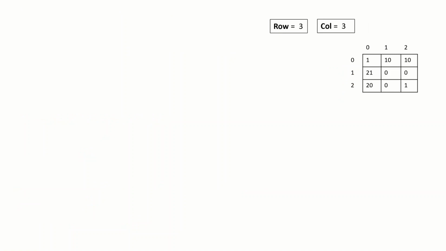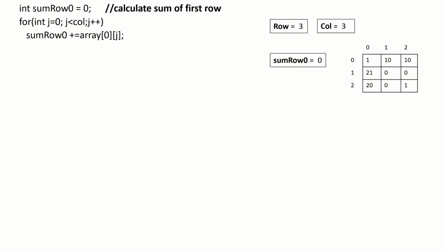Now, just having the two-dimensional array with the data, our second step is to find the summation of the first row. To calculate the summation of the first row, we need to create a variable, and let's call it sum at row 0. This is my variable, sum at location 0, and the initial value will be 0.